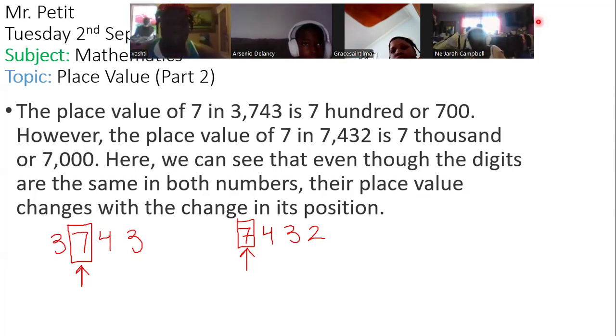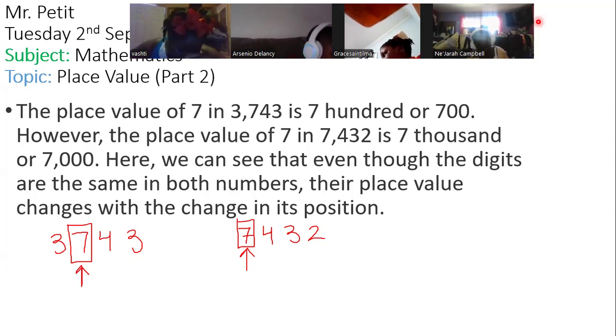So it's very important to know your place value because that's going to tell you the position, and that's going to tell you how much that digit is worth within a given number, okay?